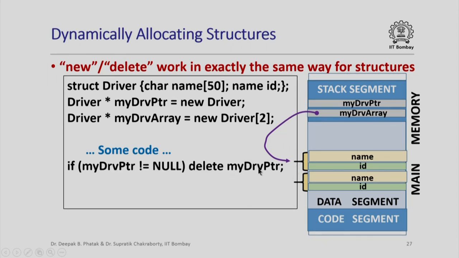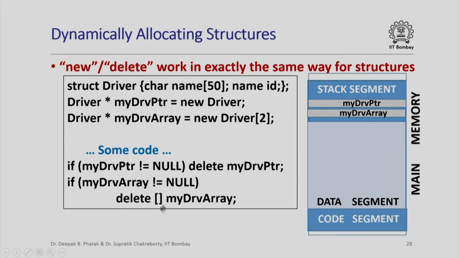And of course, when I say delete my DRV pointer, the entire space for the object of type struct driver that was being pointed to by my DRV pointer, the entire space for that object that was allocated on the heap will be released. And similarly, when I say delete as an array my DRV array, then the entire space in the data segment or heap that my DRV array was pointing to, when viewing that space in the heap as an array of structure type driver, that entire space is going to be released. So this statement basically asks us to release the entire space in the heap that my DRV array is pointing to, where that space in the heap is going to be treated as an array of object type driver.